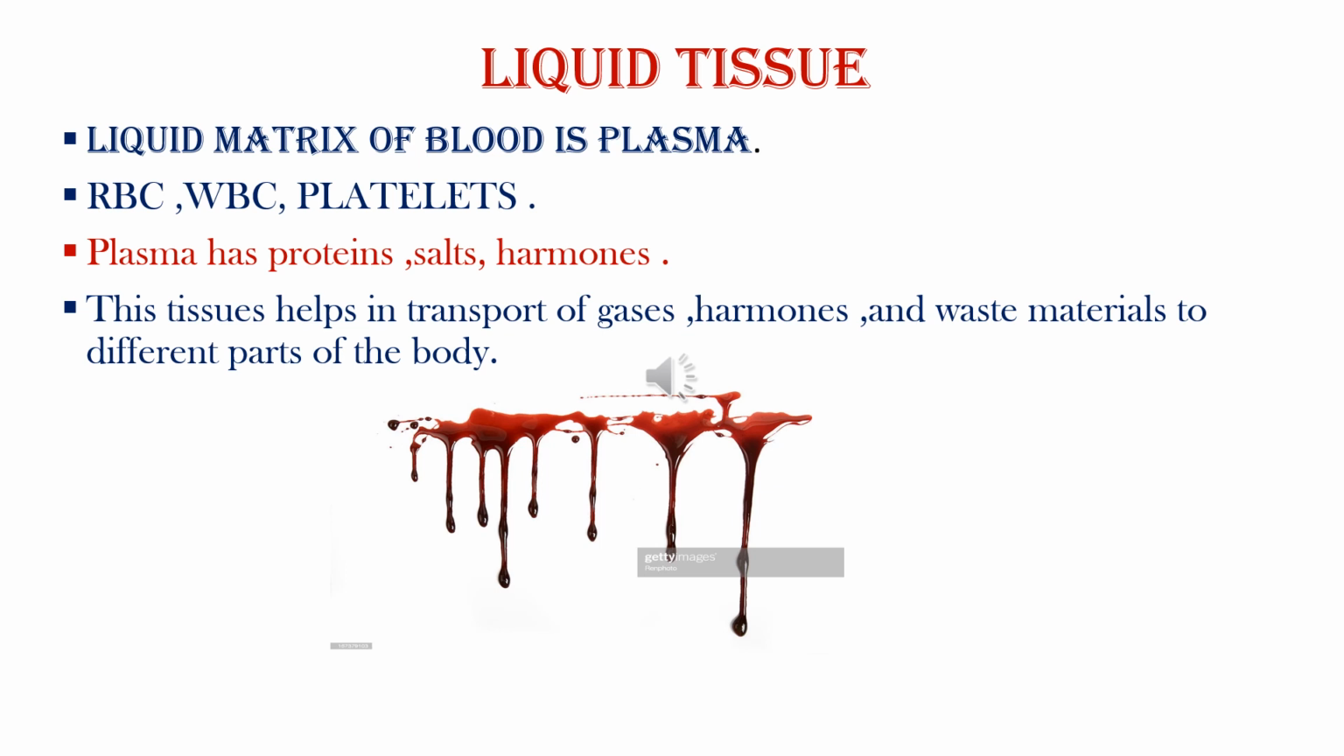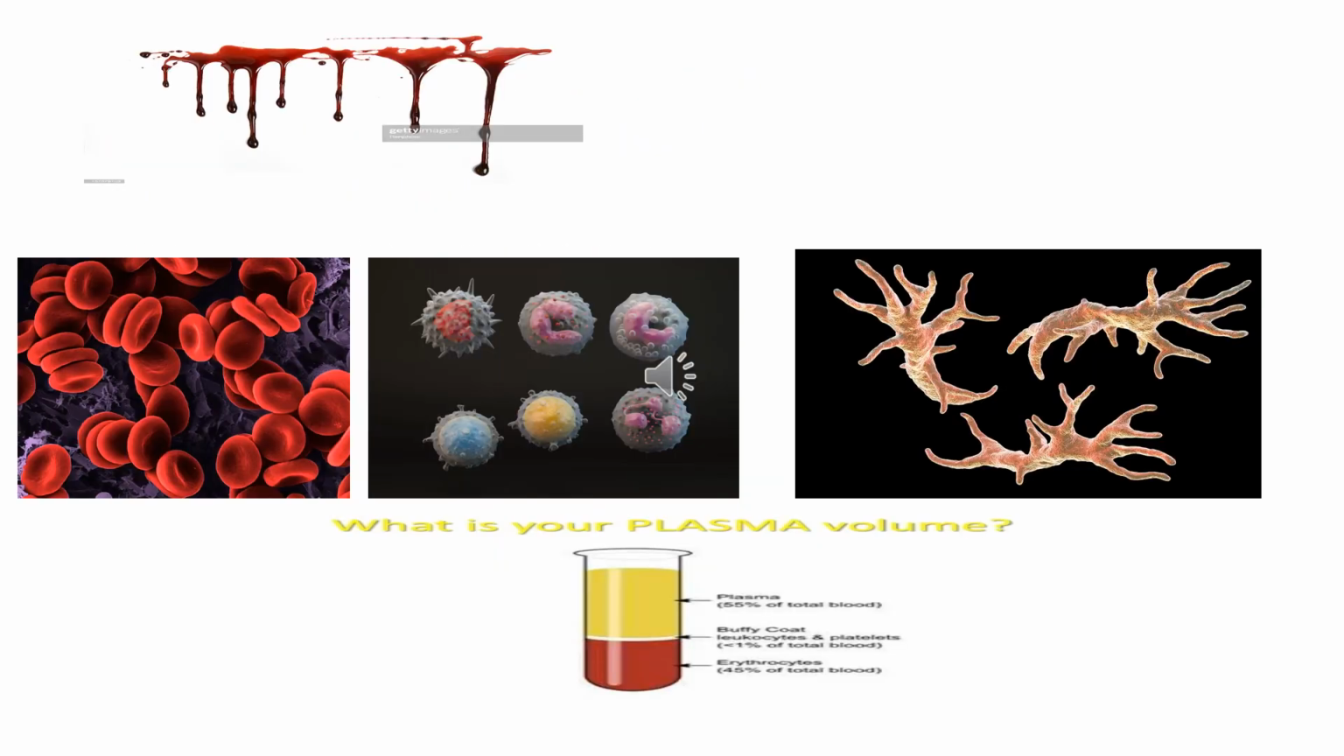Blood has, observe these pictures. The first one is the RBC, red blood cells, the second one is the WBC, white blood cells, and the third one is the platelets. In the test tube, we observe the yellow color liquid, that is plasma. All these cells are present in the blood.